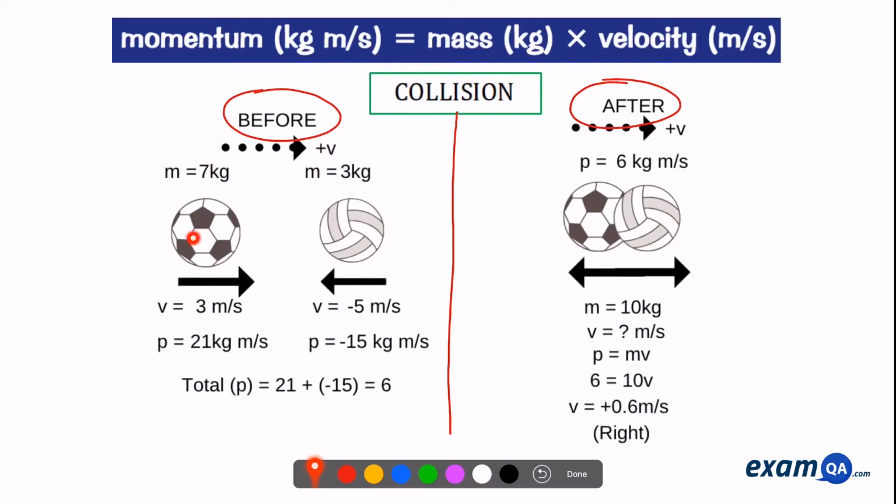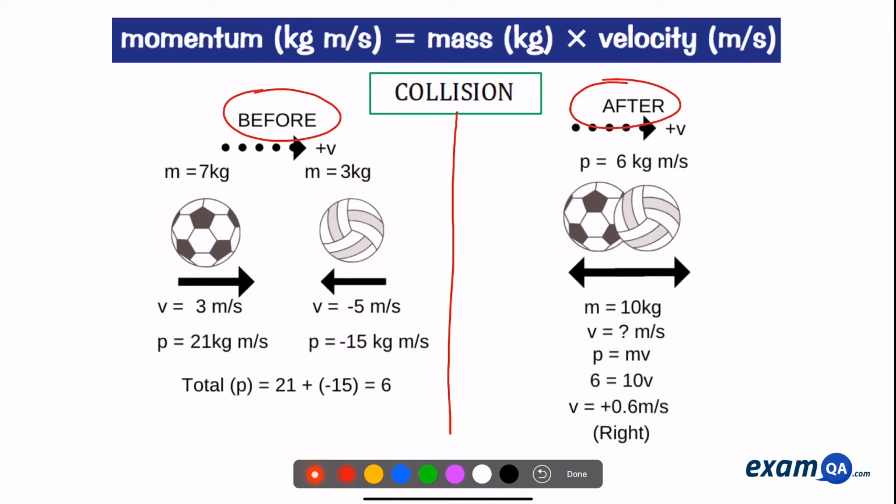So this ball has a mass of 7 kilograms and it's moving to the right by 3 meters per second. So we'll keep that as plus 3. I'm going to do 7 times plus 3. That gives me 21. So that's the momentum of this ball. The other ball has a mass of 3 kilograms, but because it's moving to the left, I'm going to put a minus in front of its velocity. So 3 times minus 5 gives you minus 15.